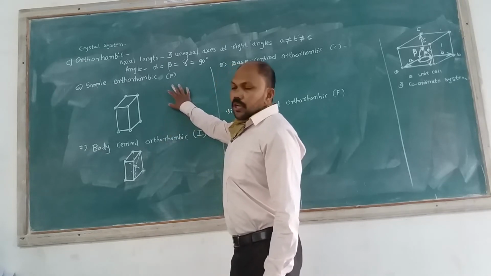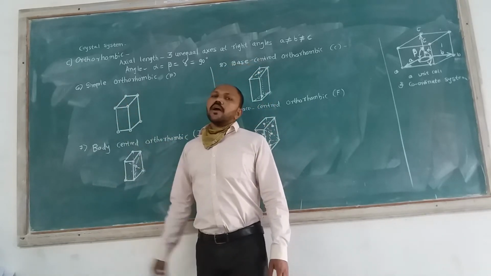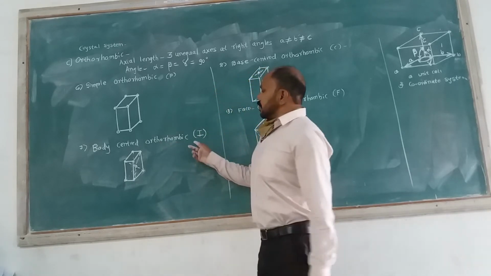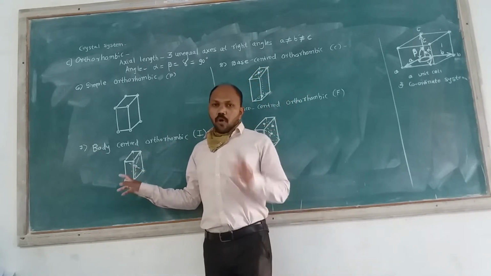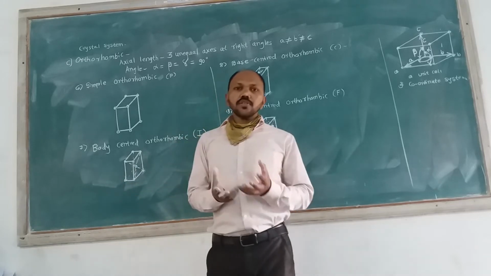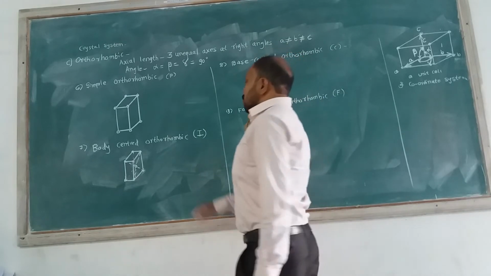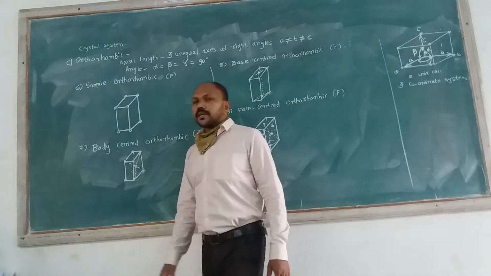This is called simple orthorhombic. At each corner, atoms are available. Body centered orthorhombic, because at the center of this body, or at the center of this orthorhombic structure, one atom is available. So it is called body centered orthorhombic structure.